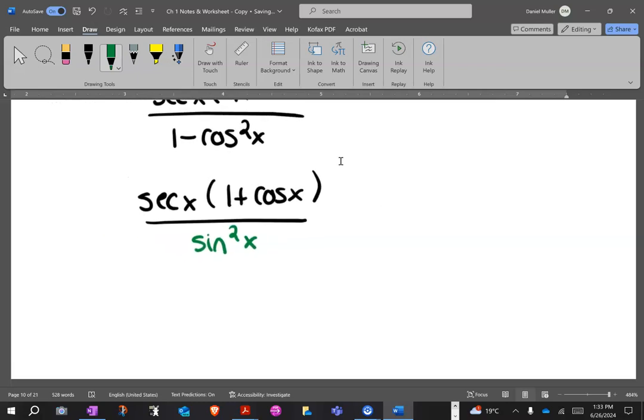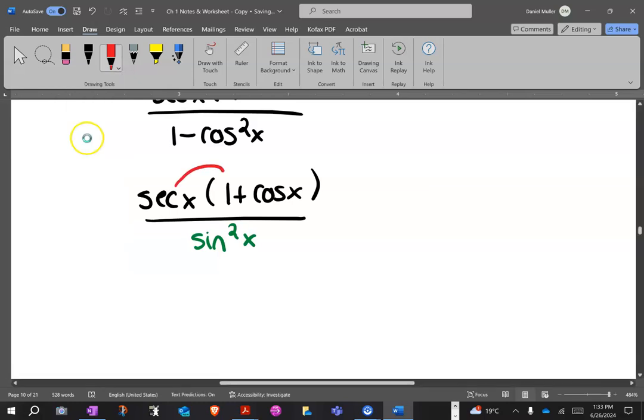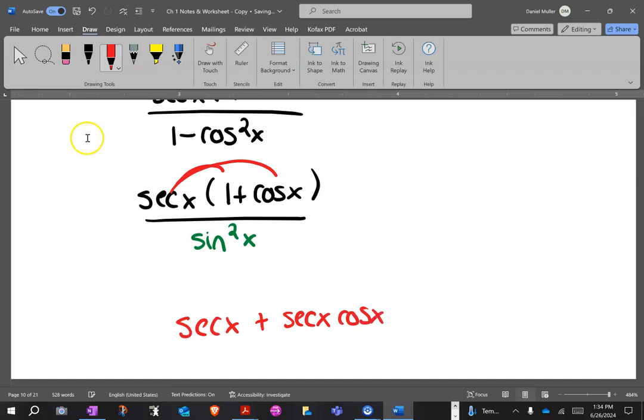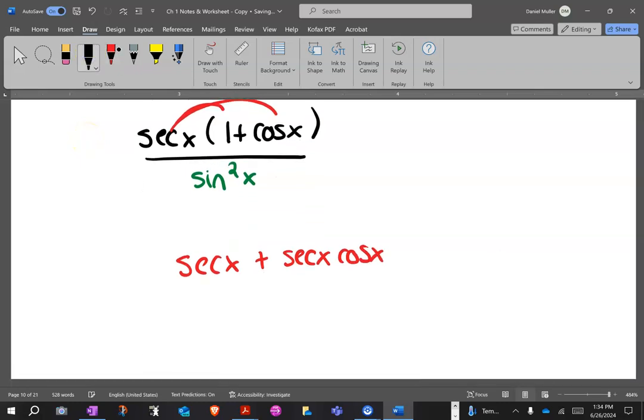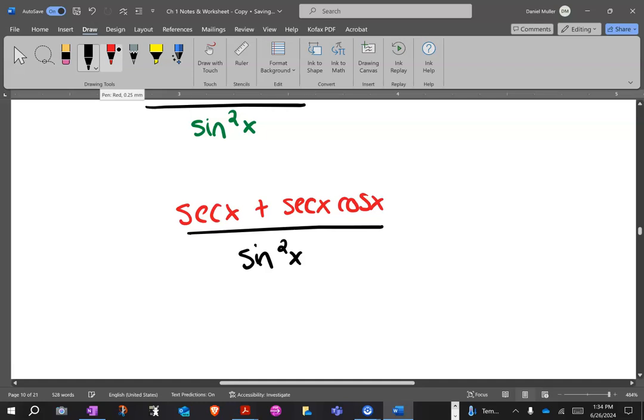So let's do what I said I wasn't going to do, and let's try multiplying it through. Secant x times 1 is just secant x. And secant x times cos x is secant x cos x, all over sine squared. Now, I can see here secant and secant. I can turn these into sine and cos. Like the very first rule, or informal rule, is turn things to sine and cos.